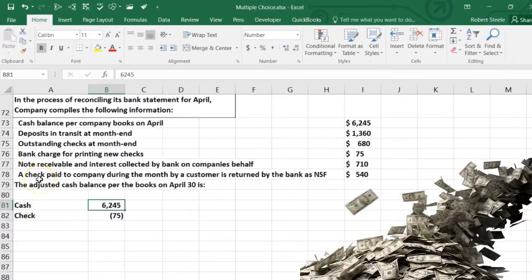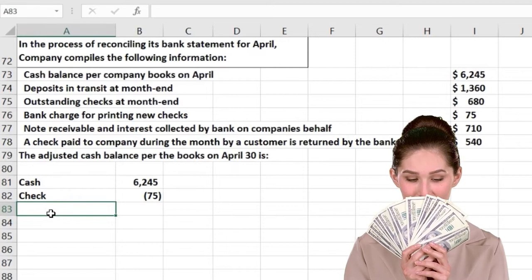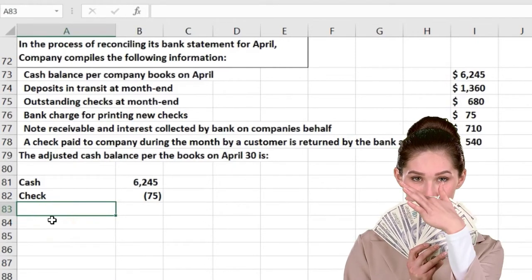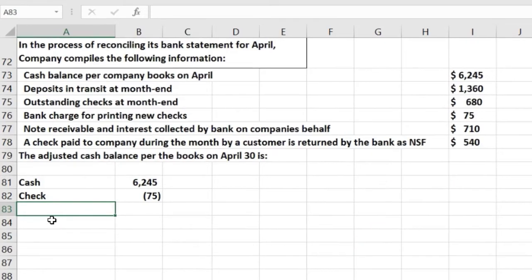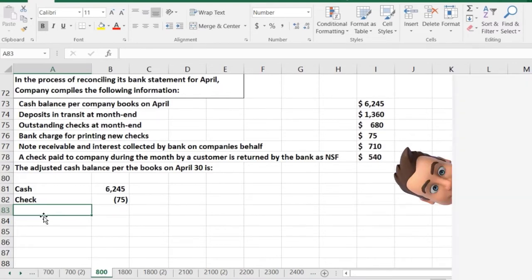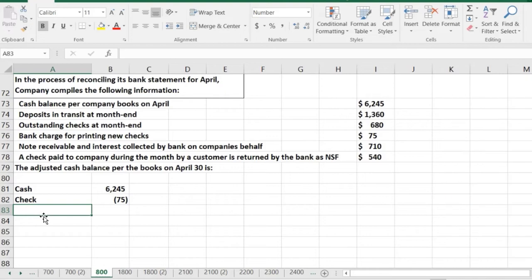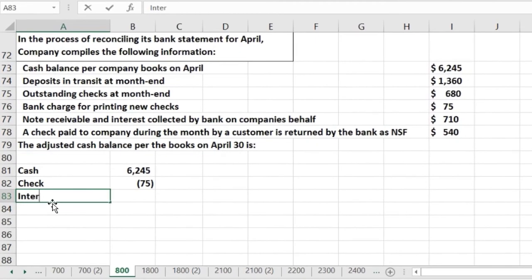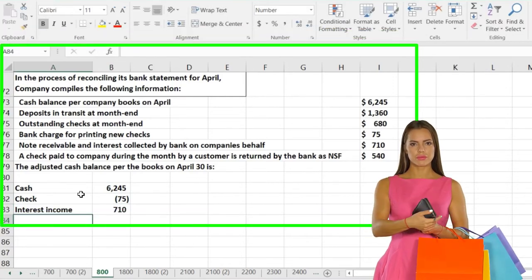Then we have a note receivable and interest collected by the bank on the company's behalf. Depending on what type of company you are looking at, this may not happen all the time, but what we're saying here is that there's an investment that's generating interest, and that interest is automatically going into the checking account as they earn it. And we're not tracking that until we get the bank statement. When we get the bank statement, we go, okay, we got this interest from this investment. Now we know about it. That's good. We're going to record interest income, and so our balance is going up. Our balance is too low by this interest because we didn't know about it. So we need to increase our balance at the time we get the bank statement, which indicates that that has happened.